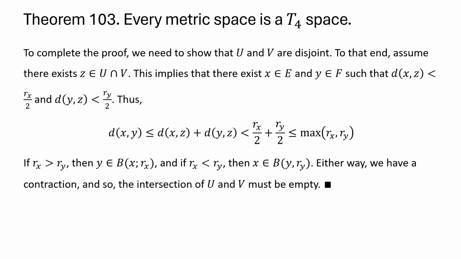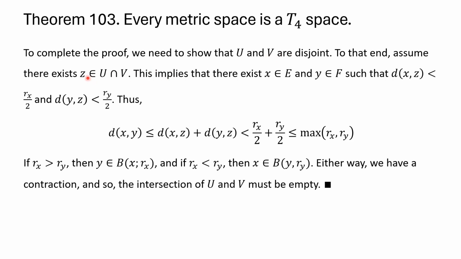To complete the proof, we need to show that U and V are disjoint. To that end, we take some z in the intersection of U and V, and then we derive a contradiction, thereby showing that U and V have an intersection that's empty. In other words, they're disjoint.